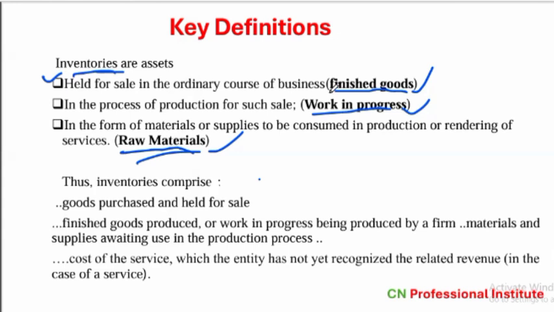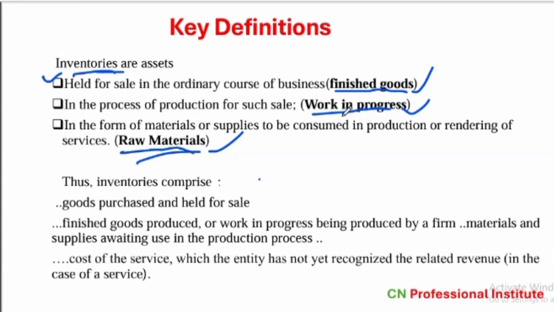Okay, now let's take a real estate company. What will be their work in progress? What will be their finished goods? And what will be their raw materials? Starting with the raw materials, if you pick a real estate company, their raw materials might be cement, iron rods, and other things that they need for the construction, things that they need for the building. That will be the raw materials.